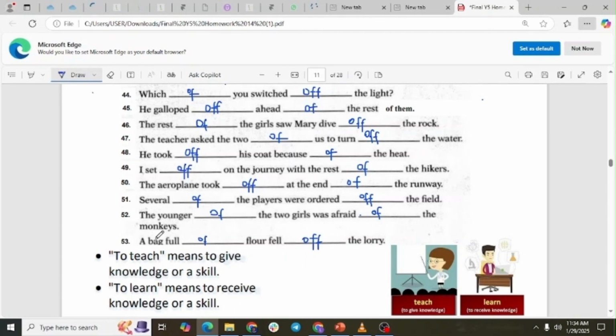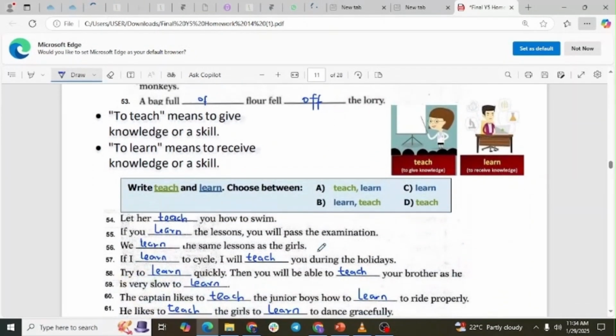Question 53. Sentence. A bag full blank flour fell blank the lorry. Correct answer B. Of, off. Explanation. Of describes the content of the bag, full of flour, and off describes the motion of falling off the lorry.